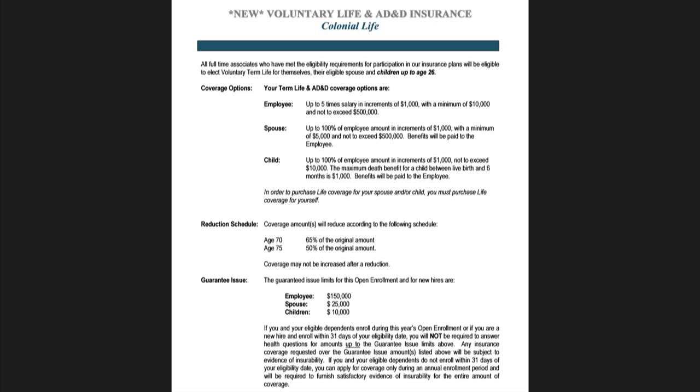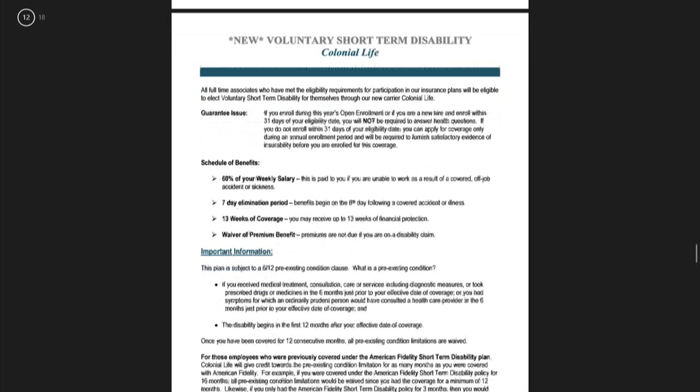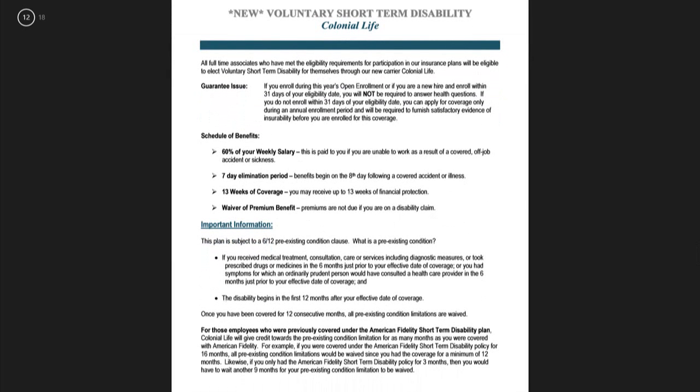Okay. Moving on to page 10 is the new voluntary short-term disability being offered by Colonial Life. The disability policy complements and coincides with the voluntary long-term disability through Unum. Beginning on the 8th day of a disability for an accident or an illness, you'll receive 60% of your weekly salary. The maximum duration for the STD benefits is 13 weeks.